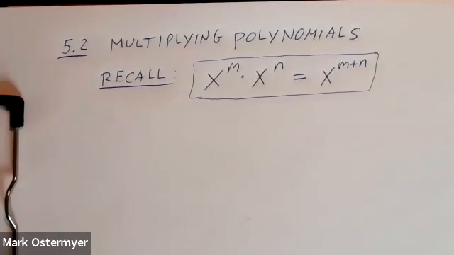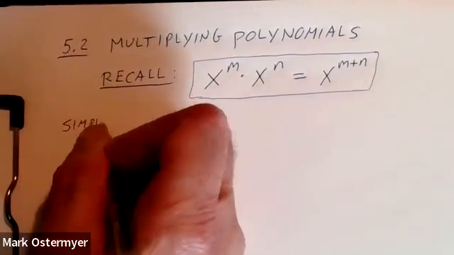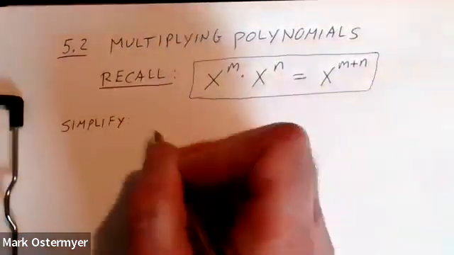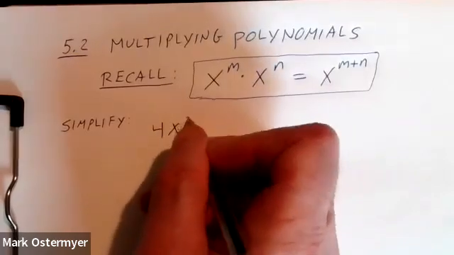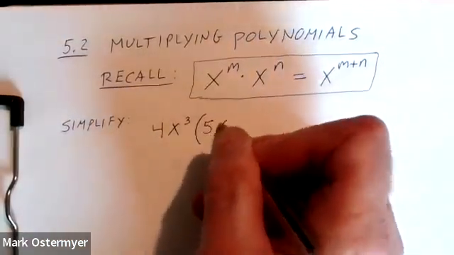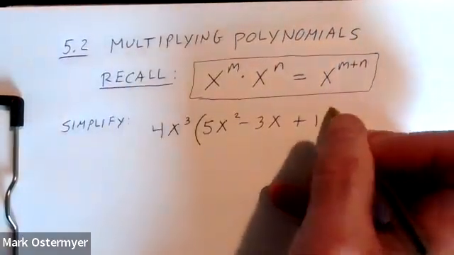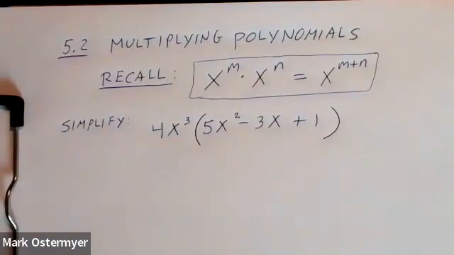Okay, so let's just begin here. Let's start looking at some products of polynomials. Suppose I want to take this monomial 4x cubed, and I want to multiply it into this trinomial here. I'm going to try to multiply this monomial by this trinomial.